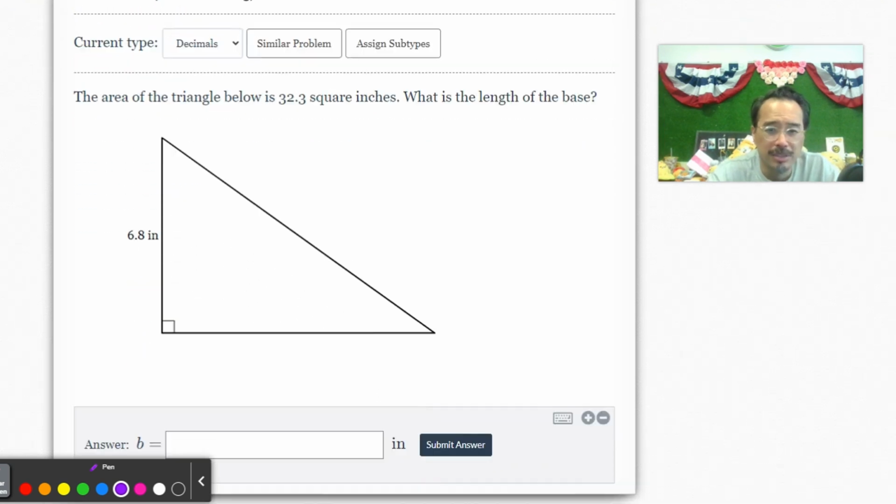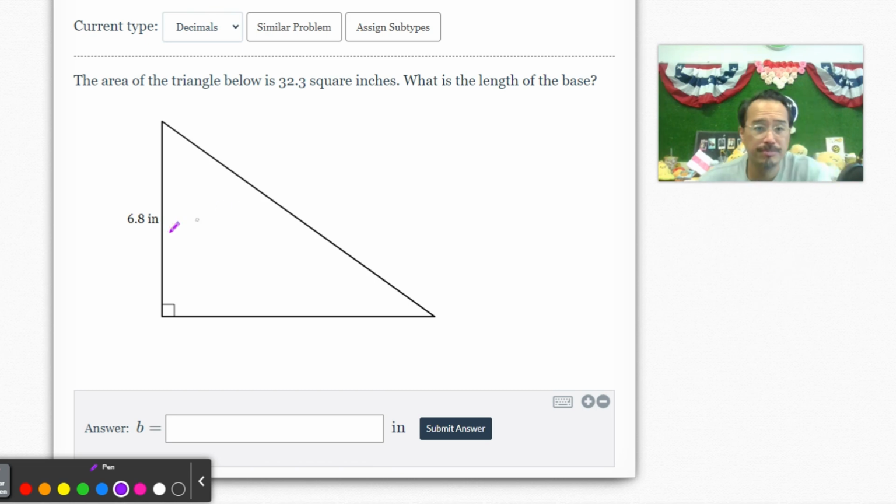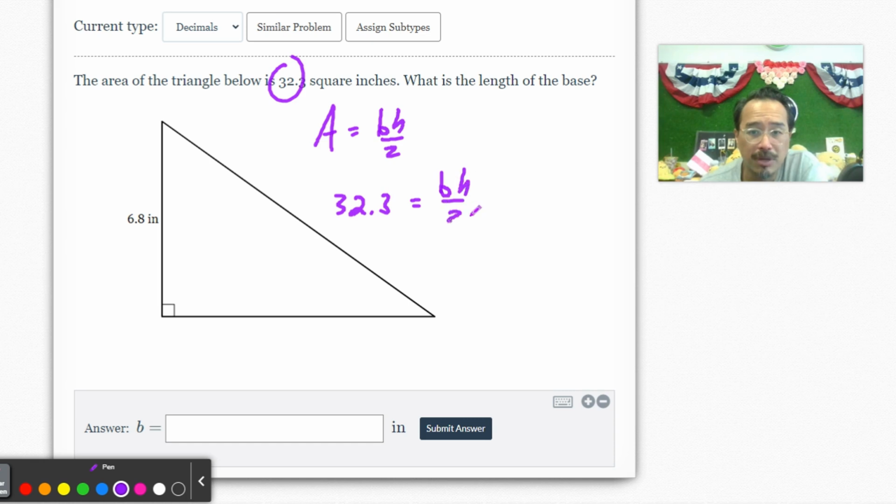So, same kind of question. If the area, which is base times height divided by 2, is 32.3, notice I just replaced area with 32.3, that's what they told us, is equal to base times height divided by 2. Now, here's a second way you can go about it. And look, if you don't understand something, it's your responsibility to go back and rewatch the video to make sure you understand it.